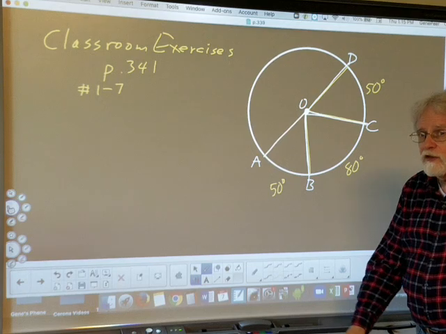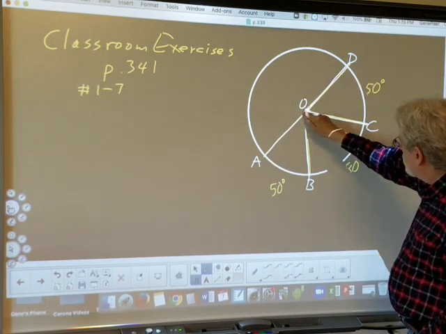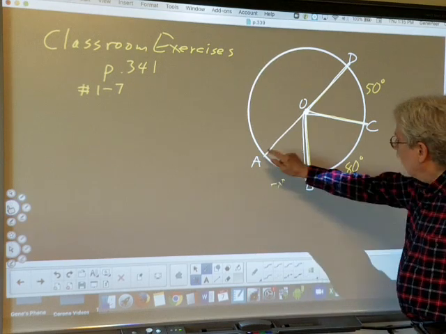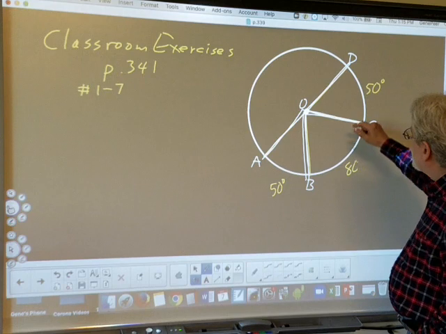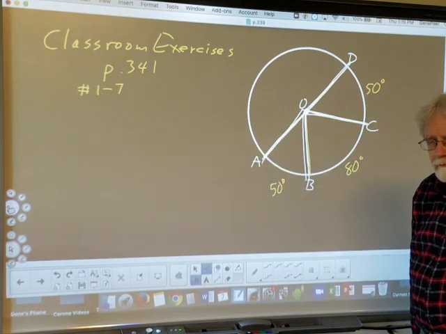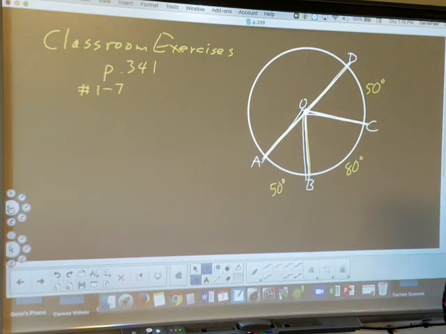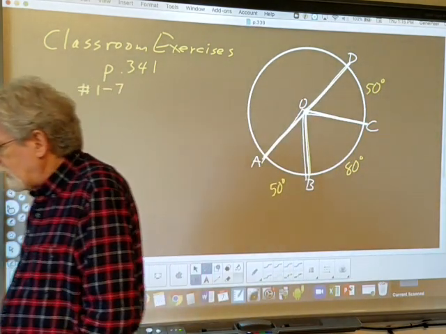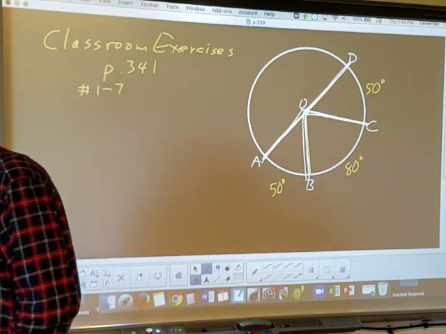Are there any other central angles? Yes, there are. We could have angle DOB. That's a different one. Or AOC. Or we could have central angle DOA, the diameter. As we said earlier, that's allowable in the rules of our geometry. So we've got lots of central angles. What's a central angle? It has to have the center of the circle as its vertex.